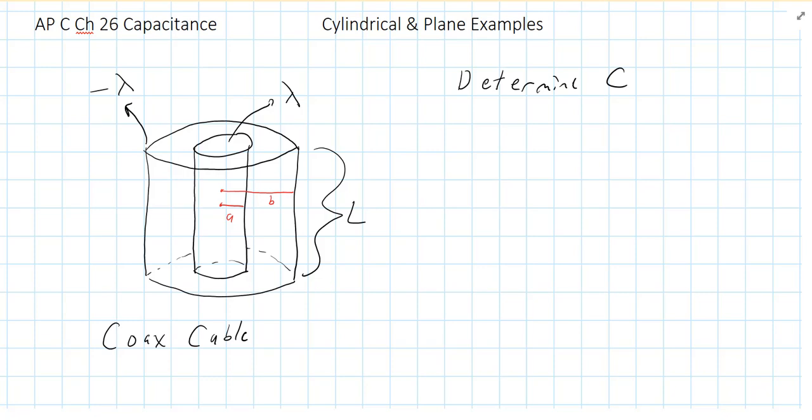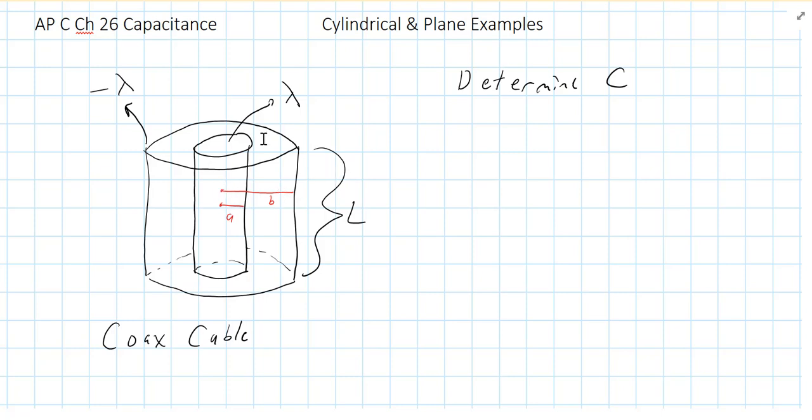Hey folks, all right, I got two more examples for you of calculating capacitance. The first one is a coax cable, which is coaxial, conducting cylinders. So we have an inner metal shell, and then we have an outer metal shell. They're concentric. You've taken electrons off of the center shell and moved them onto the outer shell. This thing has a length L, an inner radius A and an outer radius B.